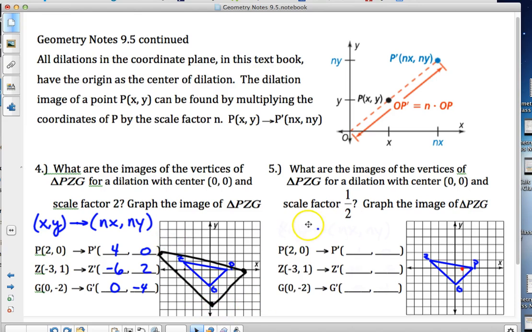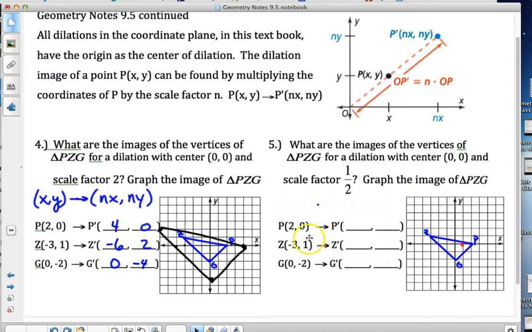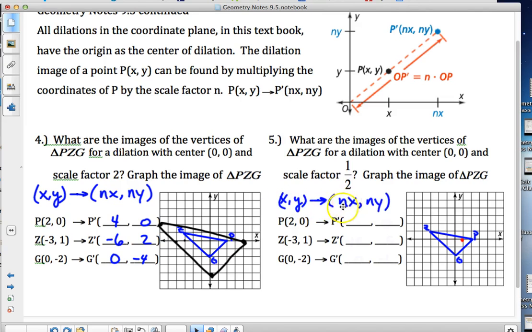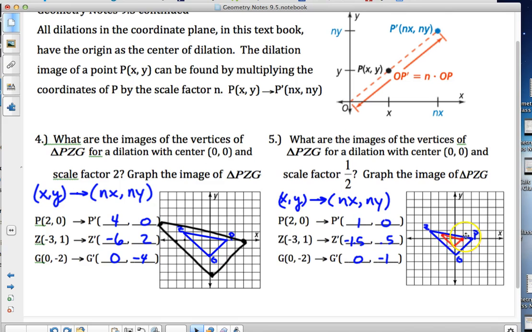You guys go ahead and do number 5, turn me off, and then turn me back on. Okay, now that you're done, check it out, man. We got (x, y) becomes (nx, ny), and our scale factor is 1/2. So half of 2 is 1, half of 0 is 0 still. Okay, half of 3 is 3/2 or 1.5. Okay, as we're going through this, apparently I've moved those down, and half of 1 is 0.5. Half of 0 is 0, and half of negative 2 is negative 1. Okay, well, it makes sense. Let's graph it. Hey, look, it's smaller. This is a reduction.